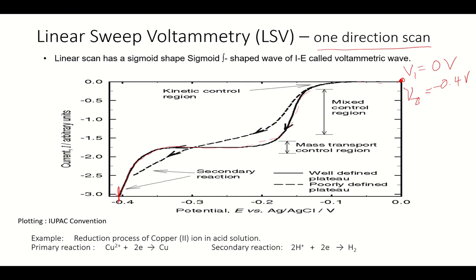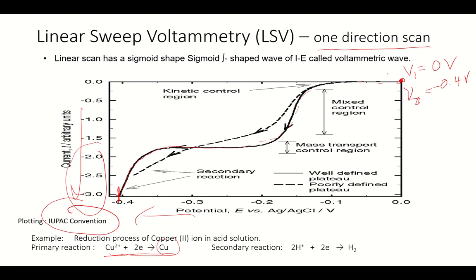So in this example, this is IUPAC because the current is negative. The flow is through negative current, so for reduction, negative is the UK convention. The example in this case is copper 2 plus reduced to copper 0, deposition of copper plating or copper film on the working electrode.